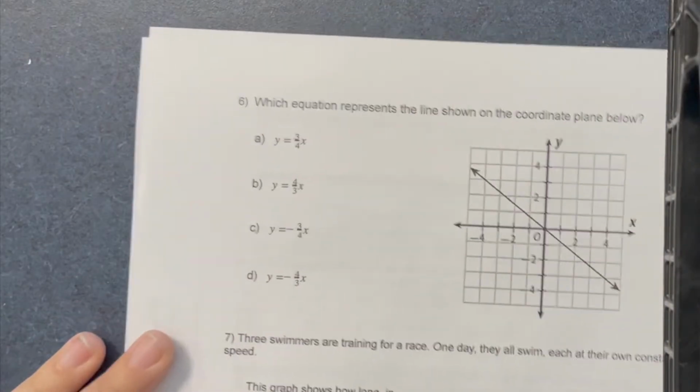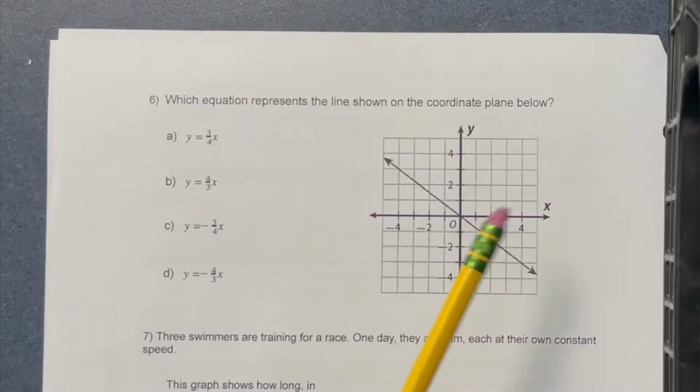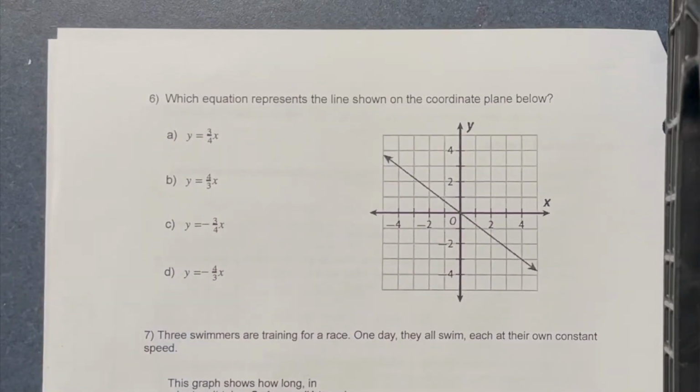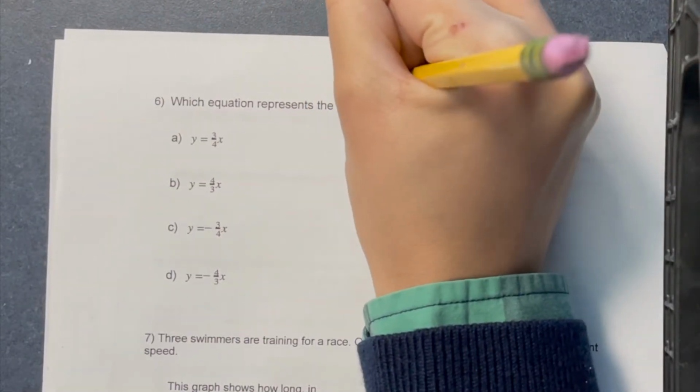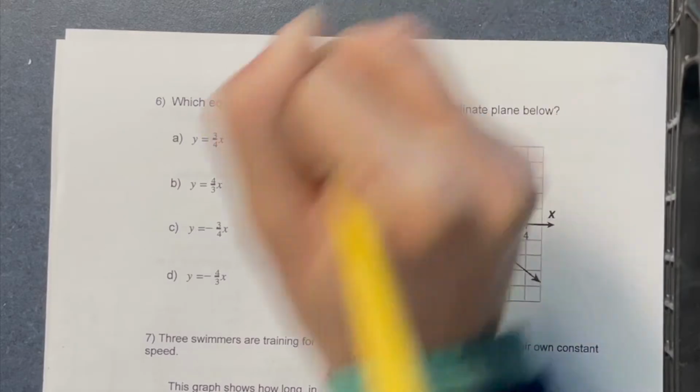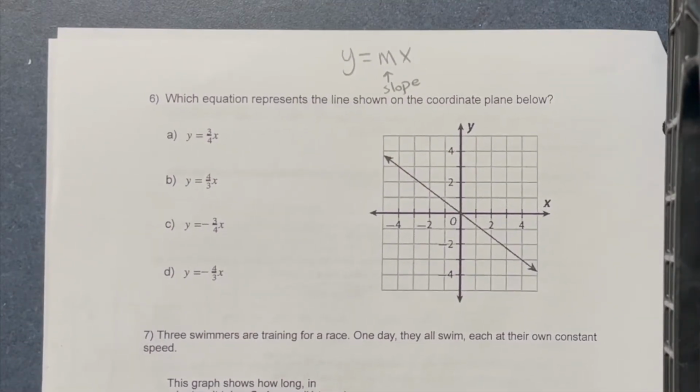Moving on to question 6. Which equation represents the line shown on the coordinate plane below? Okay, so we got this line, and we're trying to find the equation of the line. Notice that this line is a proportional line because the line goes through 0, 0. So it's going to take the form of y equals m times x, where m is the slope. And we see all of these do take that form. So what we need to do is we need to find the slope of the line.